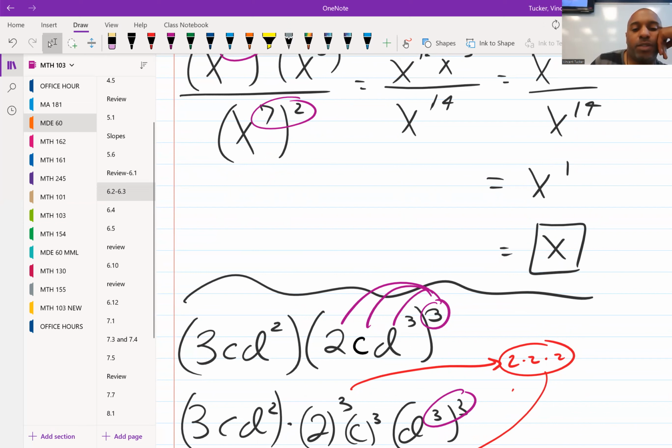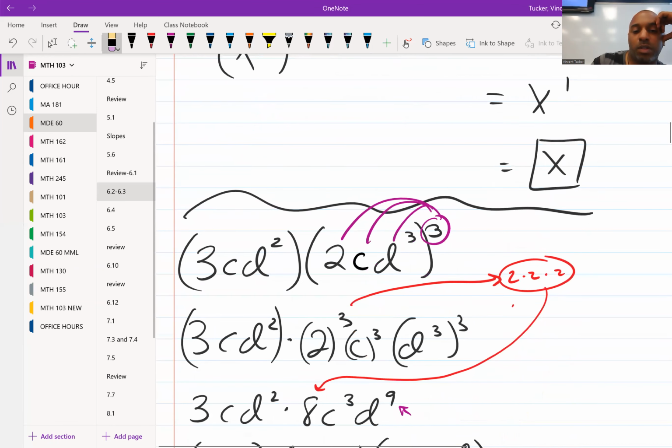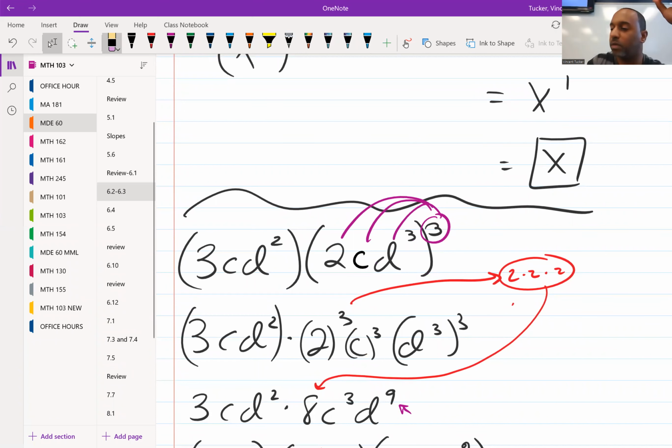All right, so 3cd squared times 2cd cubed is raised to the third power. In that second parenthesis, since I have the third power on the outside of the parentheses, I have to apply that to everything on the inside. And that's what's going on in the second row. The first one wasn't affected by anything, but the second one is 2 to the third power, c to the third power, d cubed, cubed.